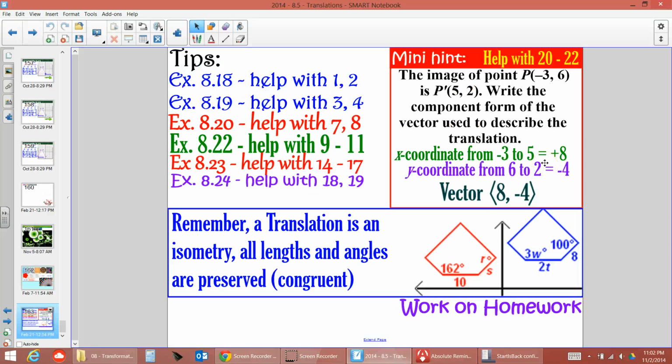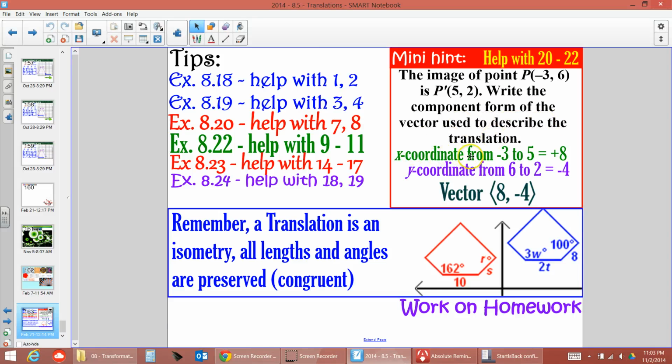All right, so some tips. These examples will help you with these homework problems, help with 20 to 22. For these 2 homework problems, the image of point P is P prime. Write the component form of the vector used to describe the translation.